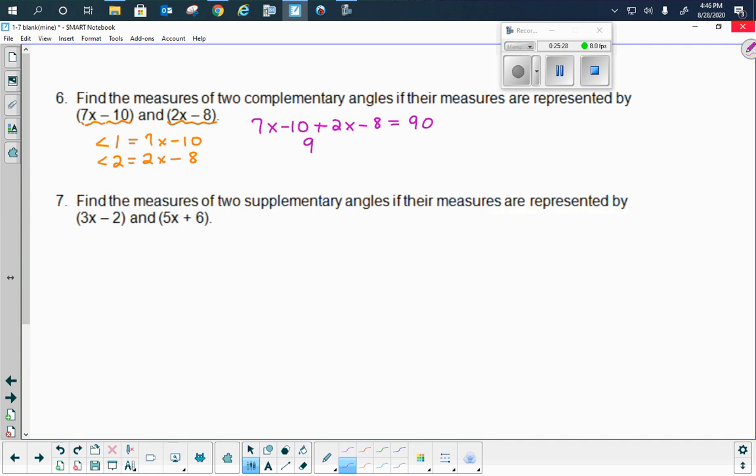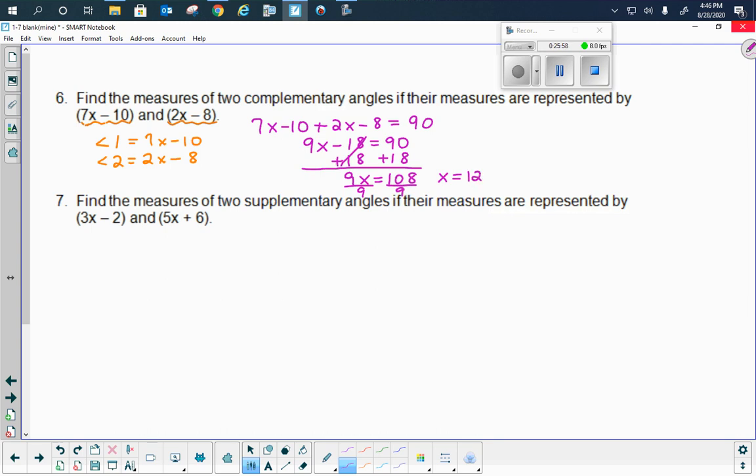7x and 2x is 9x. Negative 10 and negative 8 would be negative 18. If we add 18 to both sides, we would have 9x equals 108. Divide by 9, and we will have x equals 12.